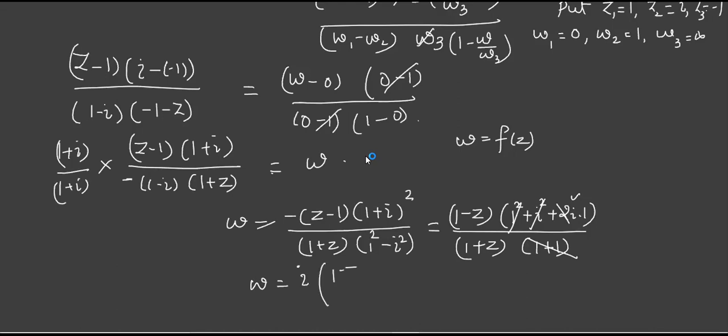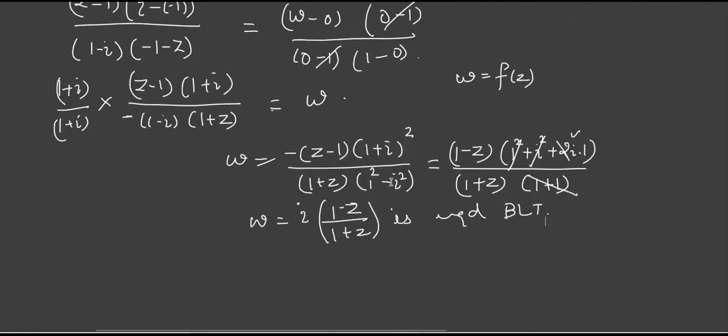This is like (1 minus z) upon (1 plus z). This you can say is the required bilinear transformation. If they have asked for the invariant point, you should find it, else this is the end of the problem. Is the part clear?